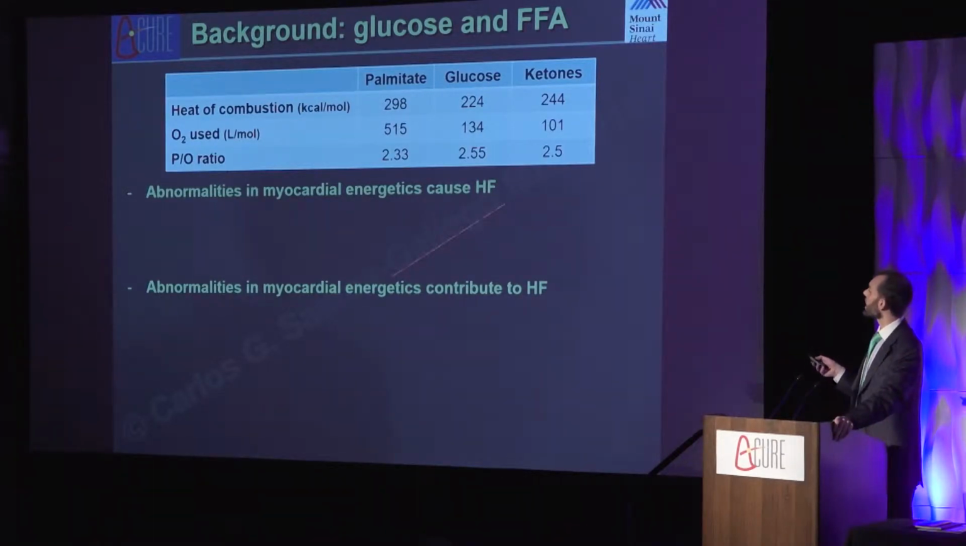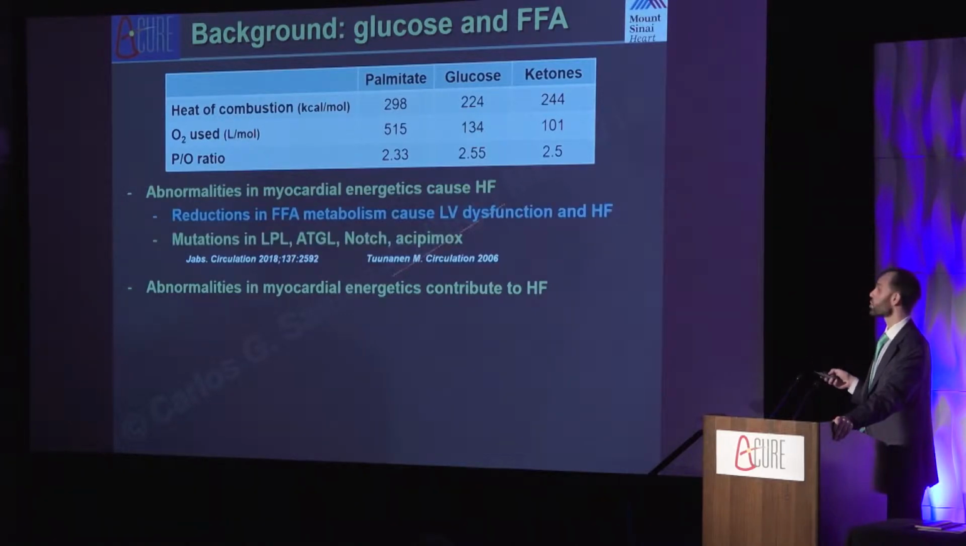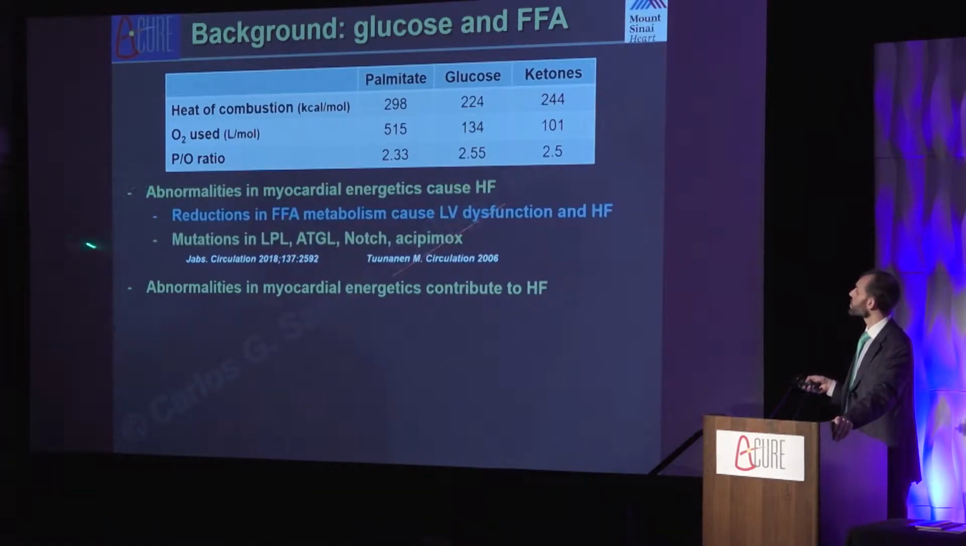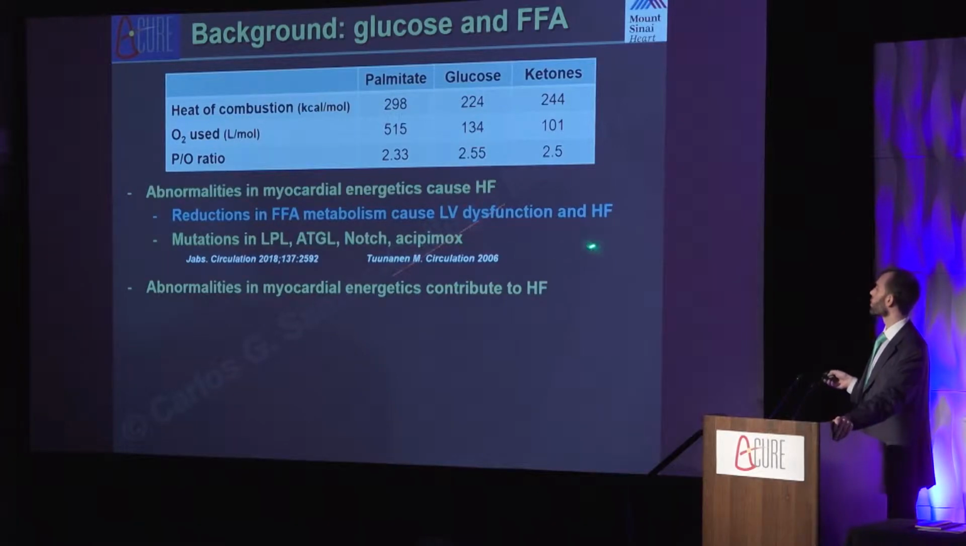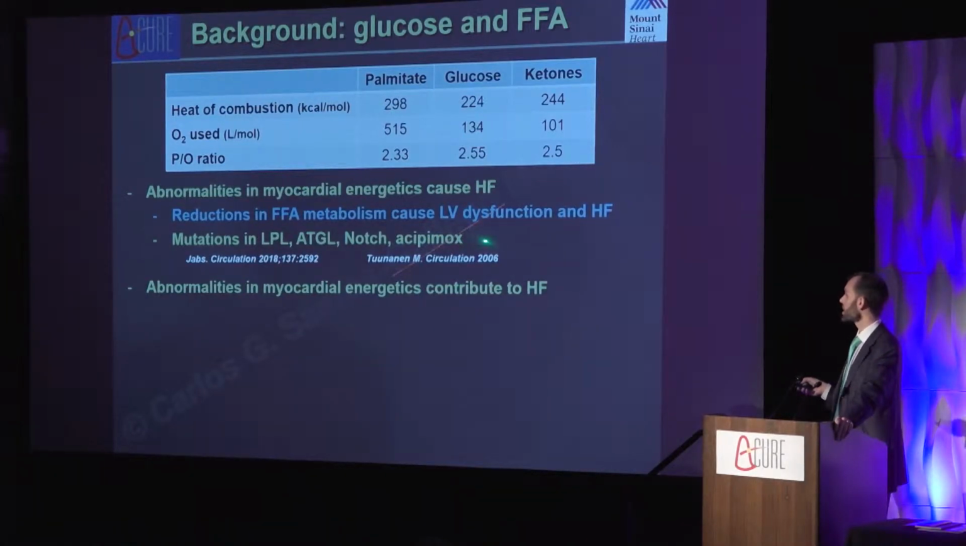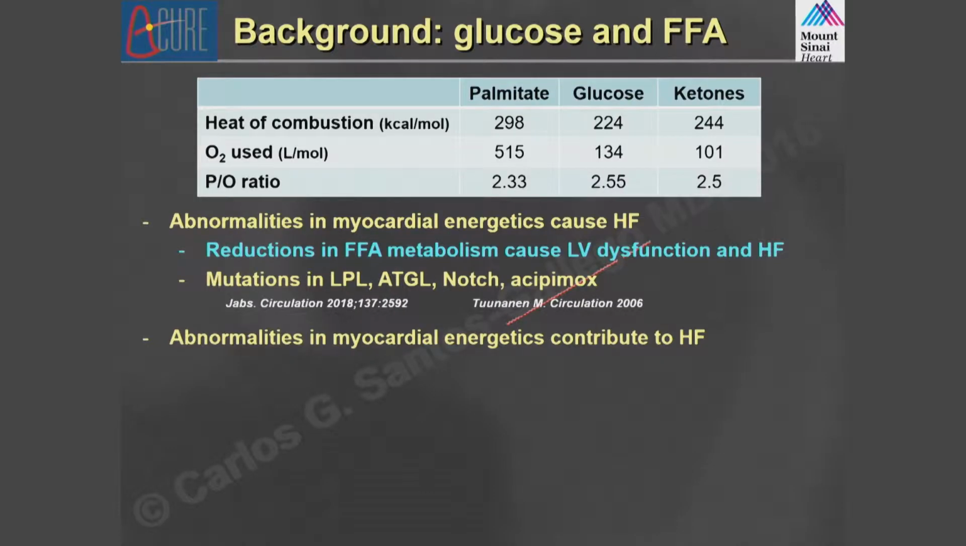That's why abnormalities in myocardial energetics will both cause and contribute to heart failure. As free fatty acids produce so much ATP, any reduction in free fatty acid metabolism will cause left ventricular dysfunction and heart failure. This has been demonstrated both in humans treated with acipimox, which acutely inhibits free fatty acid metabolism, and also in animals, knocking down the enzymes responsible for free fatty acid metabolism. So if we impair fatty acid metabolism, that will cause left ventricular dysfunction and heart failure.